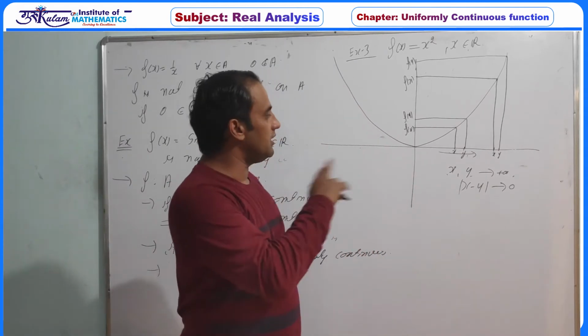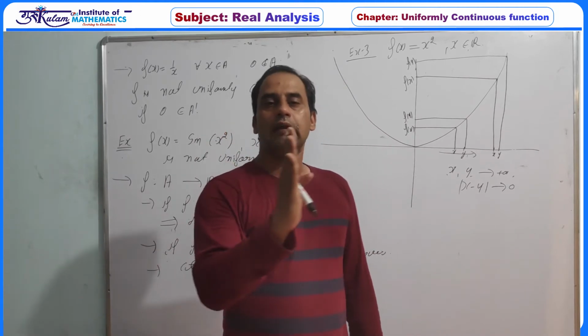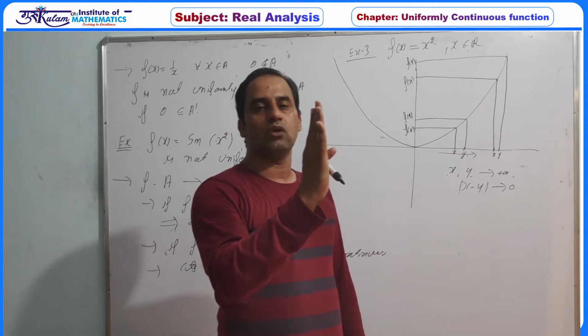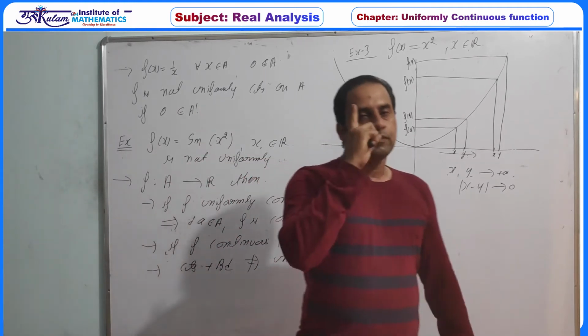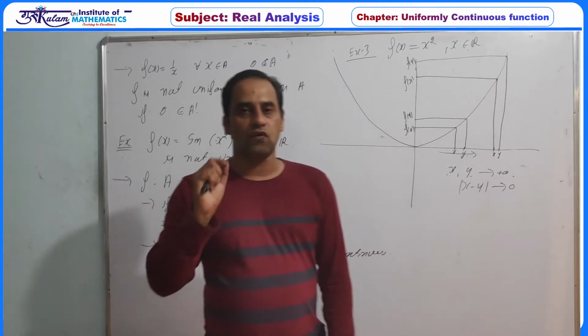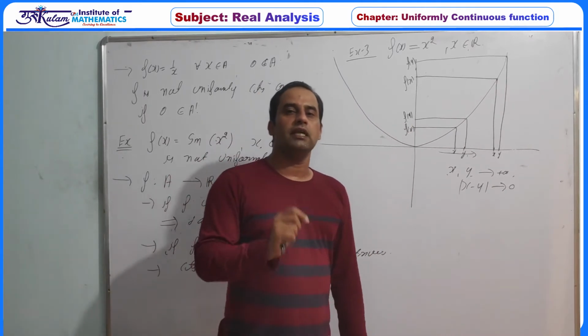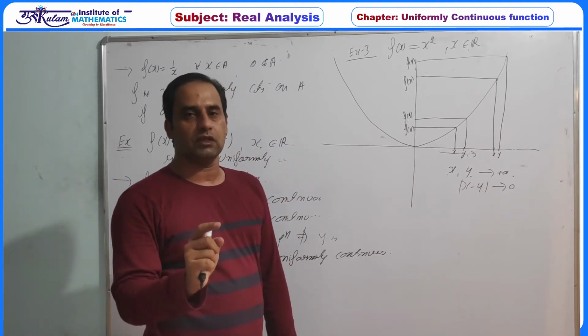For example, in this case, whenever x is tending to infinity, where a line parallel to the y-axis is an asymptote, or the slope of the curve is tending to plus infinity, in that case your function is not uniformly continuous, or these are possible points where it is not uniformly continuous.